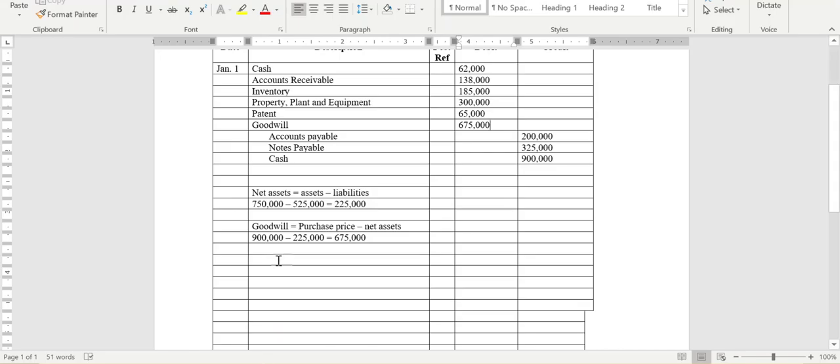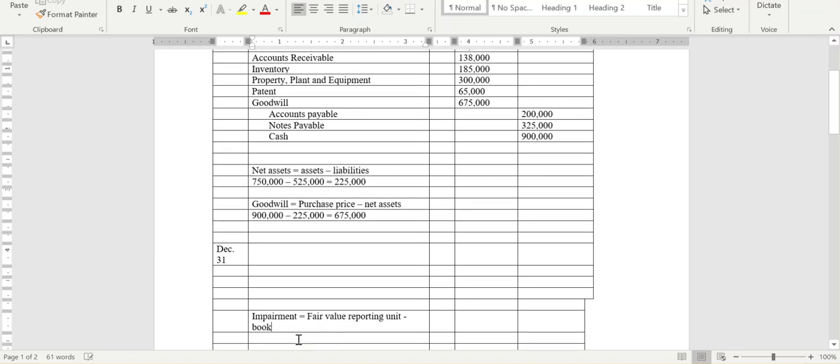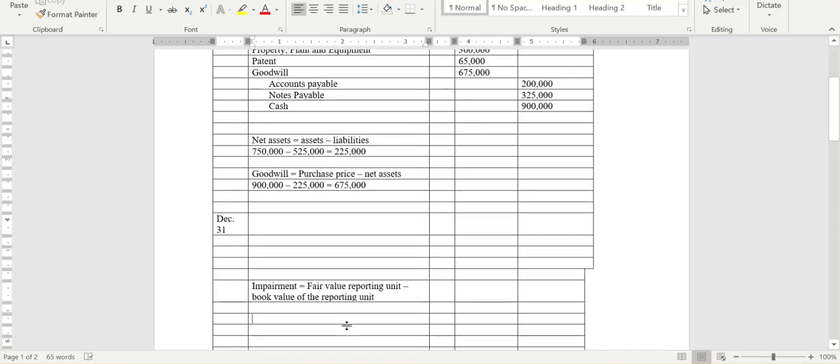And we need to calculate the impairment loss of goodwill, if any, and record the appropriate journal entry at the end of 2020. So on December 31st, we need to look to see if we have an impairment. So our impairment is going to look at the fair value of the reporting unit minus the book value. So they told us that the fair value of the reporting unit is $720,000 and the book value is $850,000, which means we have a $130,000 impairment loss.